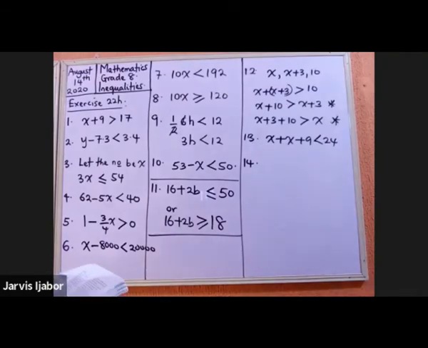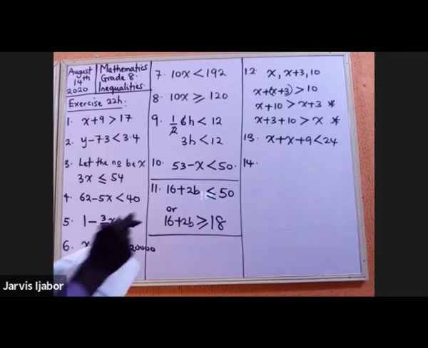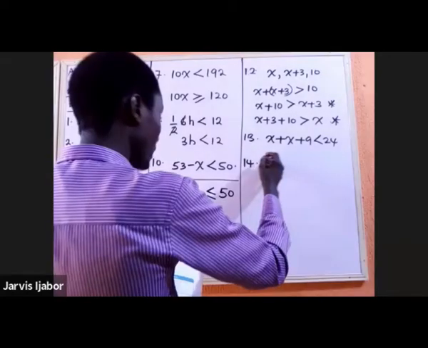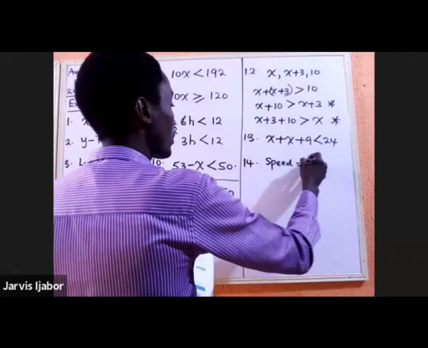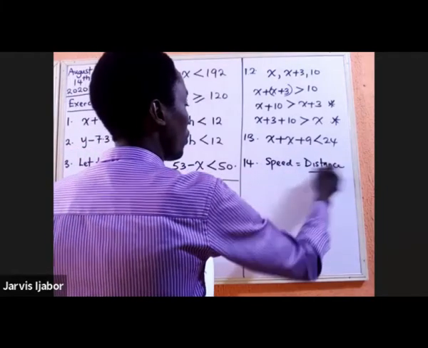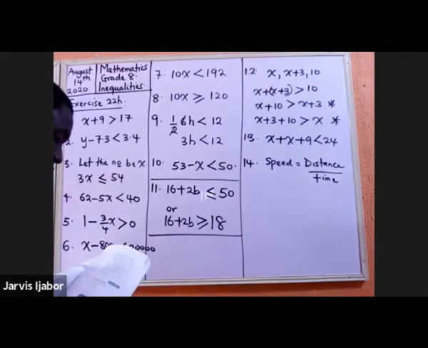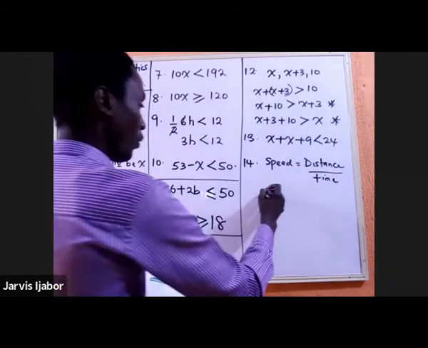On a journey of 124 kilometers, a motorist averaged less than 60 kilometers per hour. Will the journey take more or less than 2 hours? So that's the question you're being asked. On a journey of this, remember that the speed is equal to the distance the person is covering over the time he is taking. That's what we know. So he's averaging 120 kilometers.